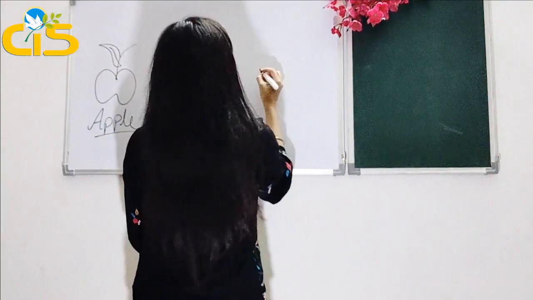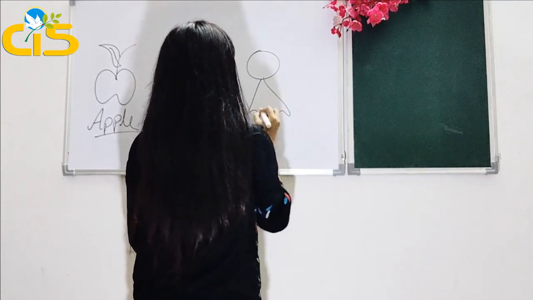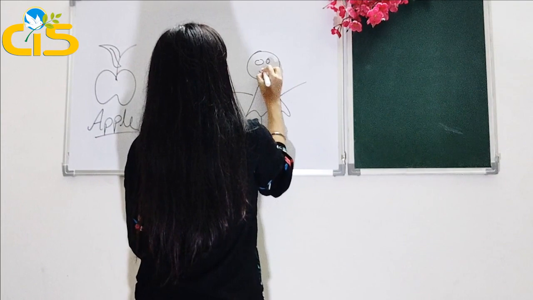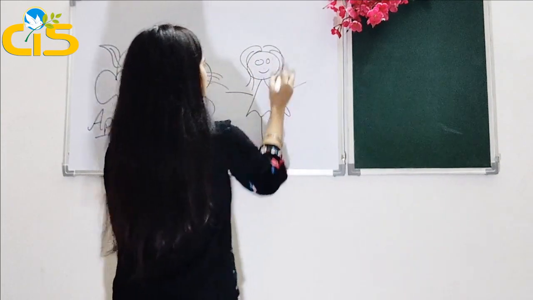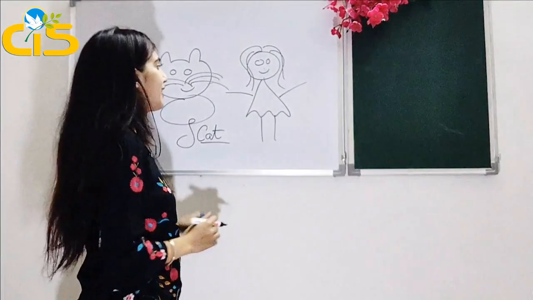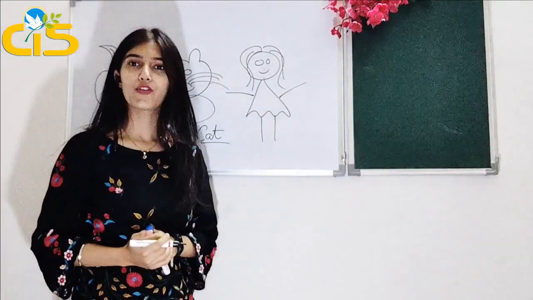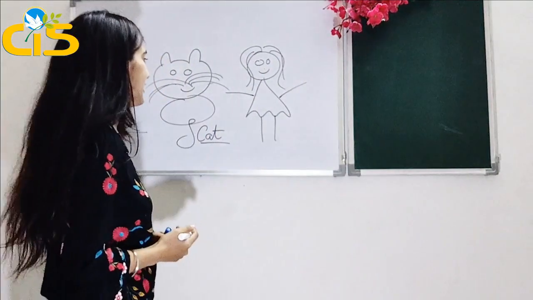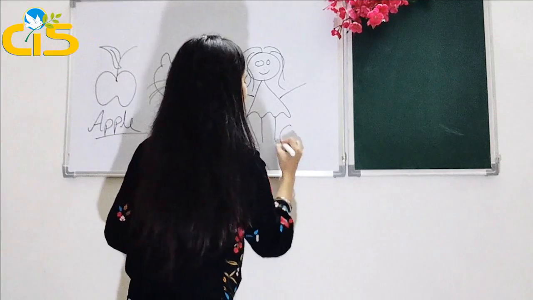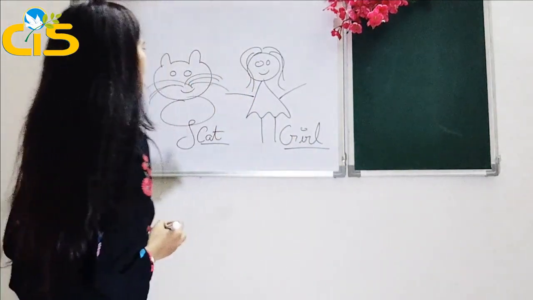Now, who will tell me what this is? Okay, what is this? Well, I think I'm not much good at drawing, but you can definitely answer this one. Yeah, this is a girl. This is a girl. Alright?